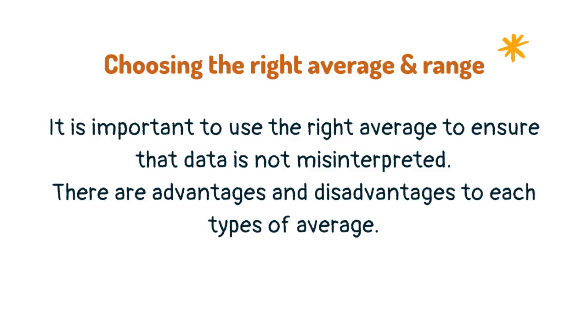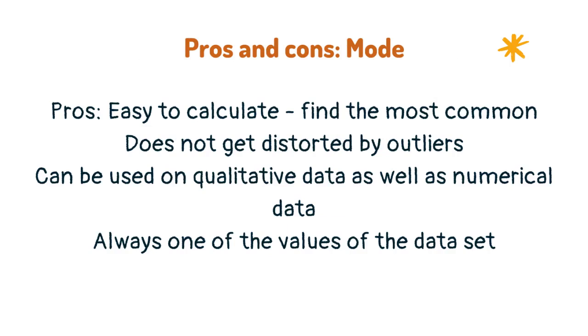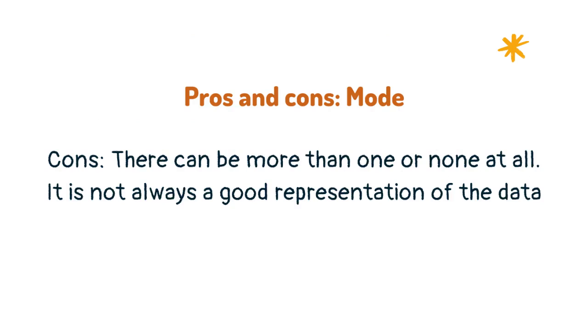It is important to use the right average to ensure that data is not misinterpreted. There are advantages and disadvantages to each type of average. The mode has some pros and cons. Pros: easy to calculate, finds the most common, does not get distorted by outliers, can be used on qualitative data as well as numerical data, always one of the values of the data set. Cons: there can be more than one or none at all. It is not always a good representation of the data.